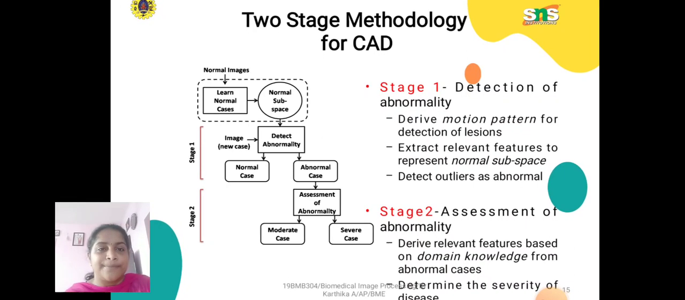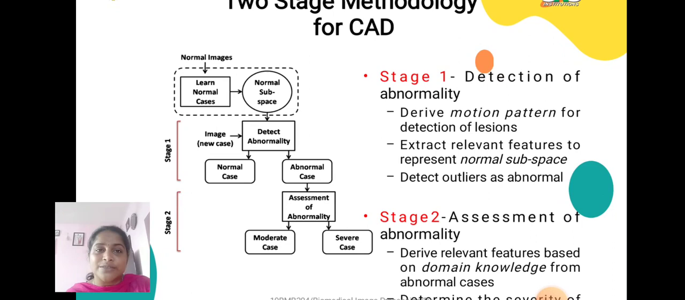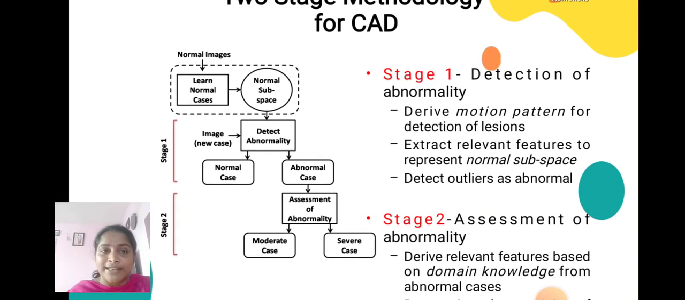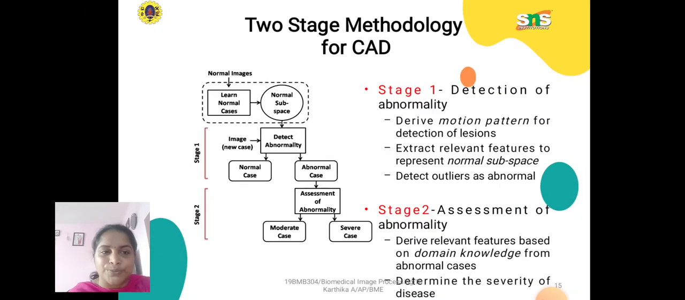In stage 1 we have the image, new case, detect abnormality, normal case, abnormal case. We have classifications like that. Stage 2 is assessment of abnormality, in which we can identify whether it is a moderate case or severe case. And in normal images we have to learn normal cases, and we have to identify the normal subspaces too. So the two-stage methodology of CAD includes the detection of abnormality as well as the assessment of abnormality.